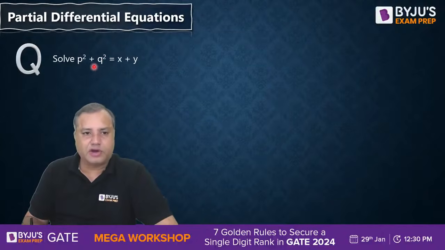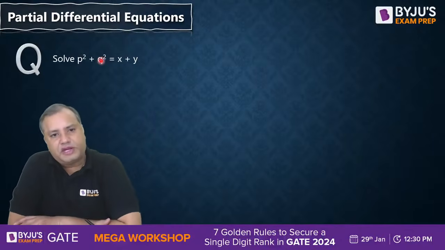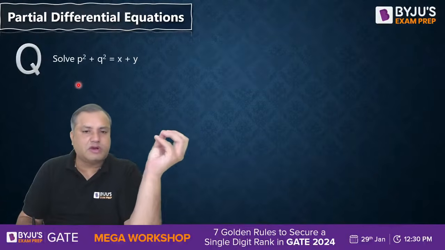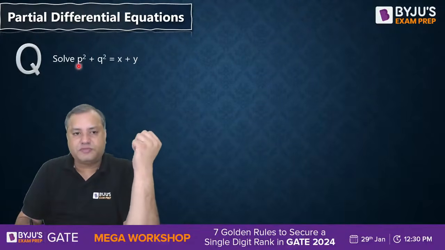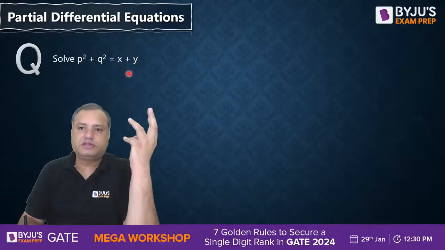So this is first order. But what is the degree of p and q? Degree of p and q is other than 1. So this is non-linear, first order non-linear. Now it is having 4 parameters p, q, x, y. So this is type 3.